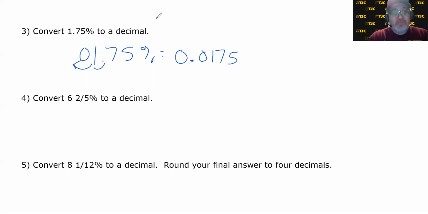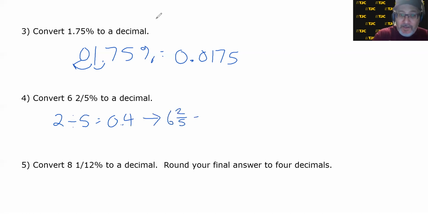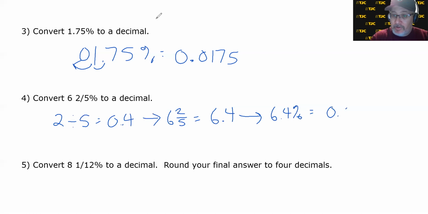So to convert 6 2/5% to a decimal, the first thing I would recommend is to divide 2 divided by 5 to get 0.4. Now be careful. This was 6 2/5. So this implies, look at me using symbolic logic, this implies that 6 2/5 is equal to 6.4. Okay? But this implies that 6.4% is equal to, and now move the decimal 2 places to the left to get 0.064.